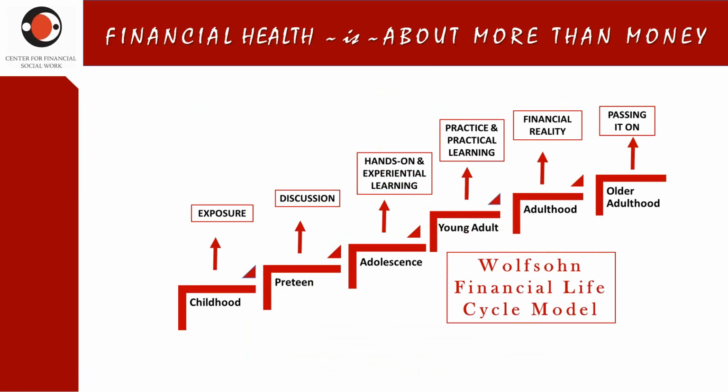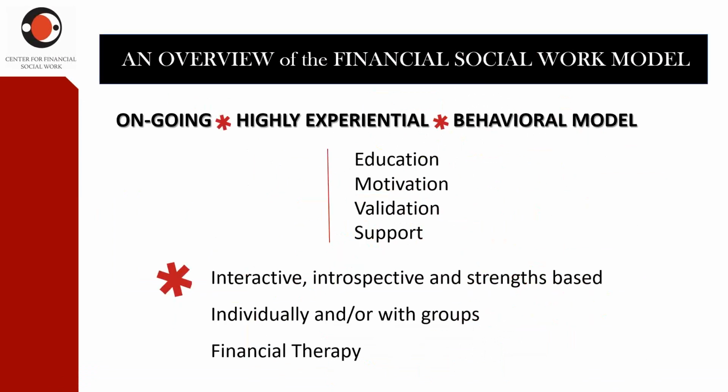We also have a financial life cycle model because we need to start early with young people to expose them age appropriately to what money is and what it does and why it matters. So preteens, we should be talking about it. Adolescents should be having hands-on experiential learning. Young adults practicing and practically learning about money. And in adulthood, it's all about financial reality. And for older adulthood, passing on the knowledge and passing on any assets. So the model is ongoing.